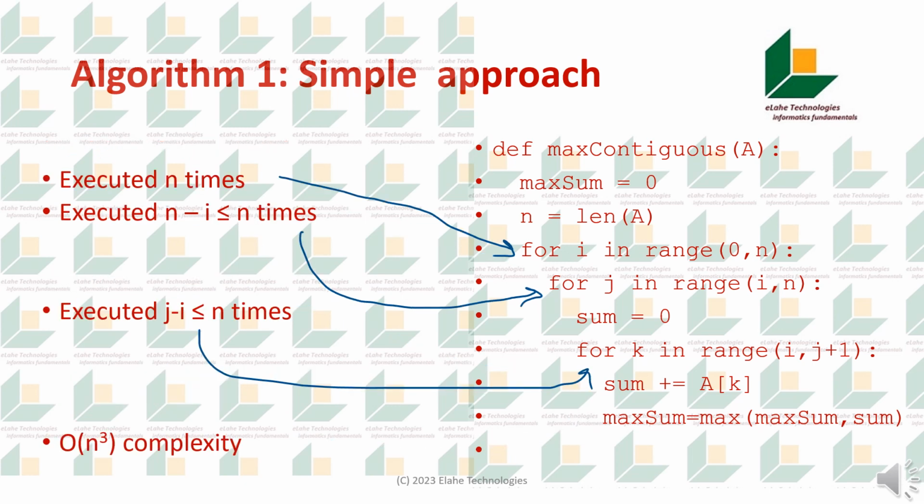Now, let us analyze the algorithm. There are 3 nested loops. This leads to an order n-cubed complexity.